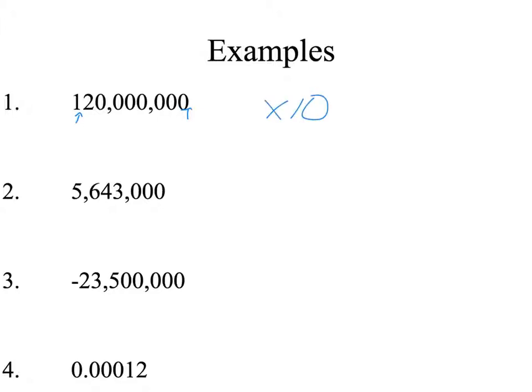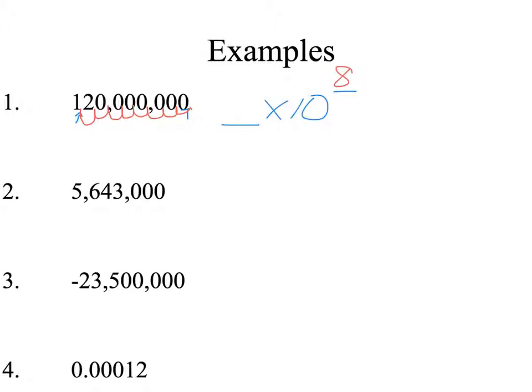Times 10. It's always going to be times 10. I'm looking for the exponent, and I'm looking for the number in front of the multiplication sign. We're going to count now from where my decimal point started to where it's going to end up. 1, 2, 3, 4, 5, 6, 7, 8. I moved 8 places to the left.